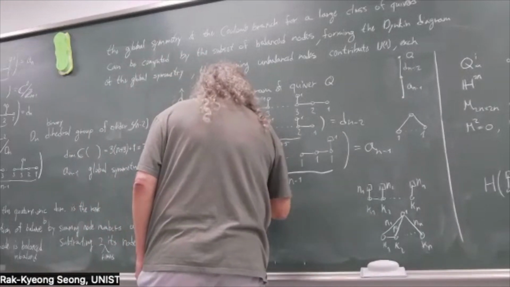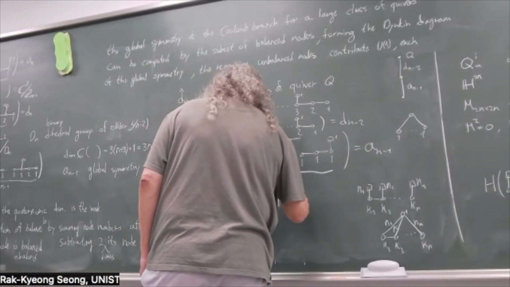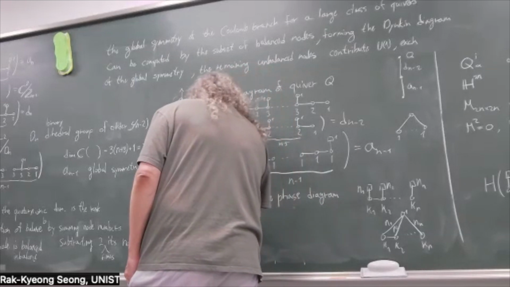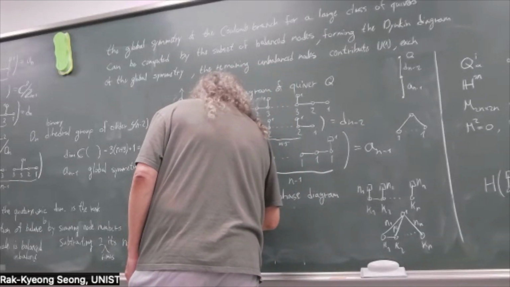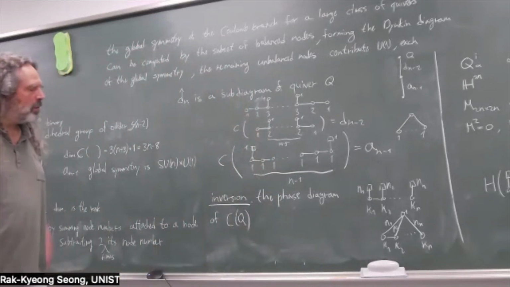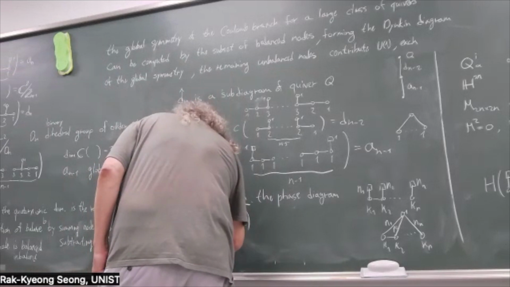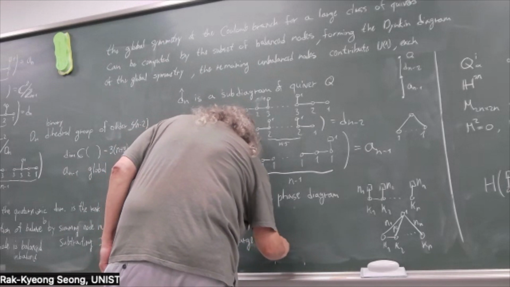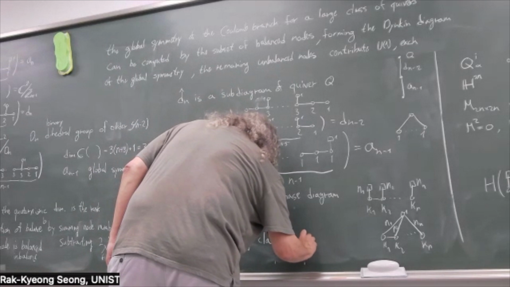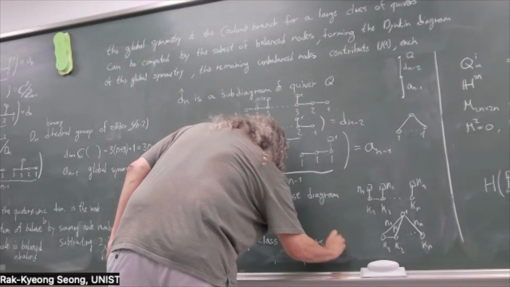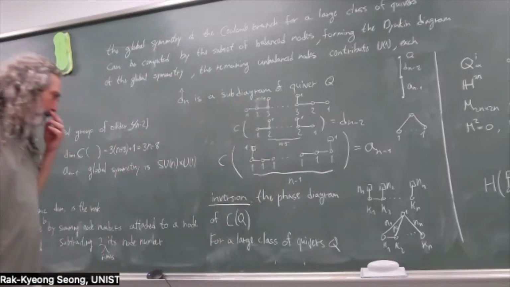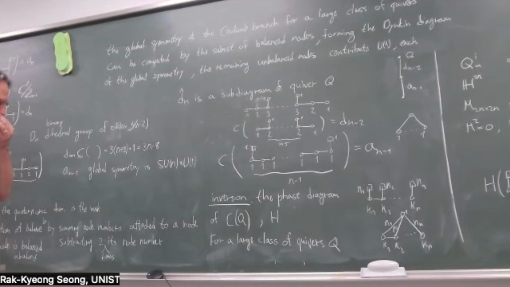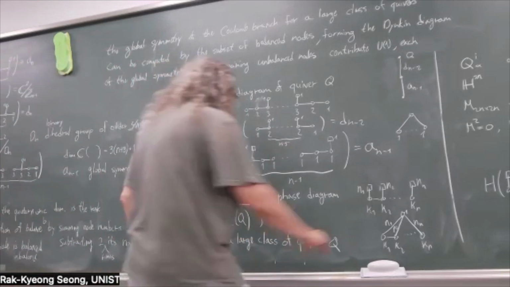The phase diagram of the Coulomb branch of quiver Q. Now I can talk about this, which holds for a large class of the quivers Q. Let's call it H, the phase diagram. Well, let's call it curly H.